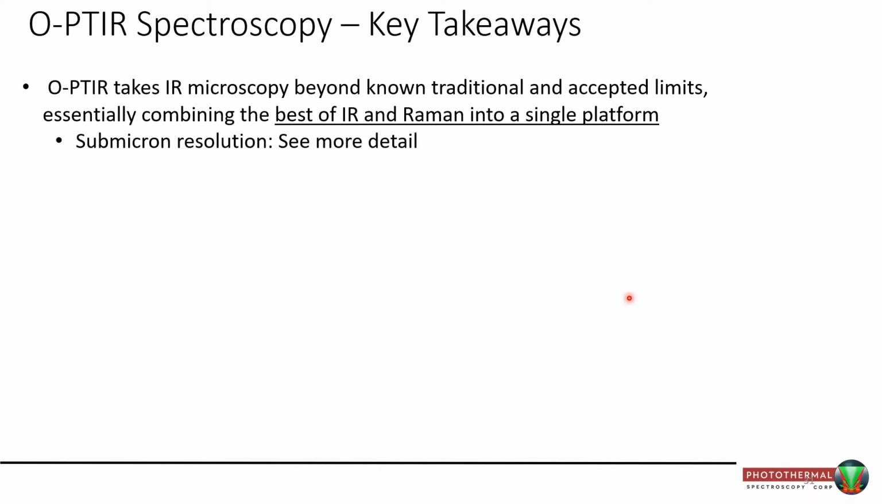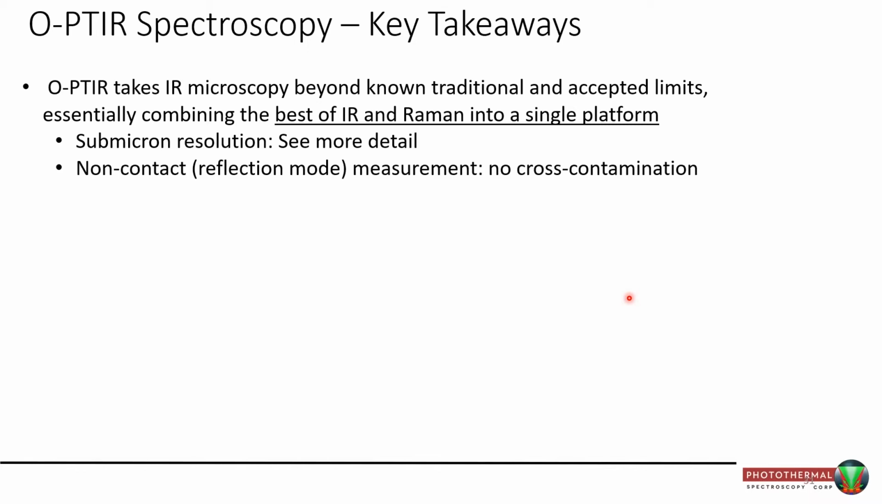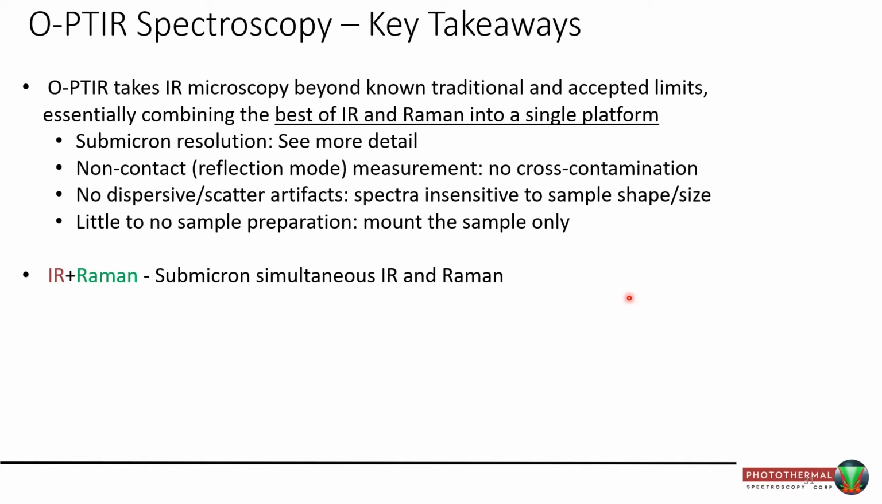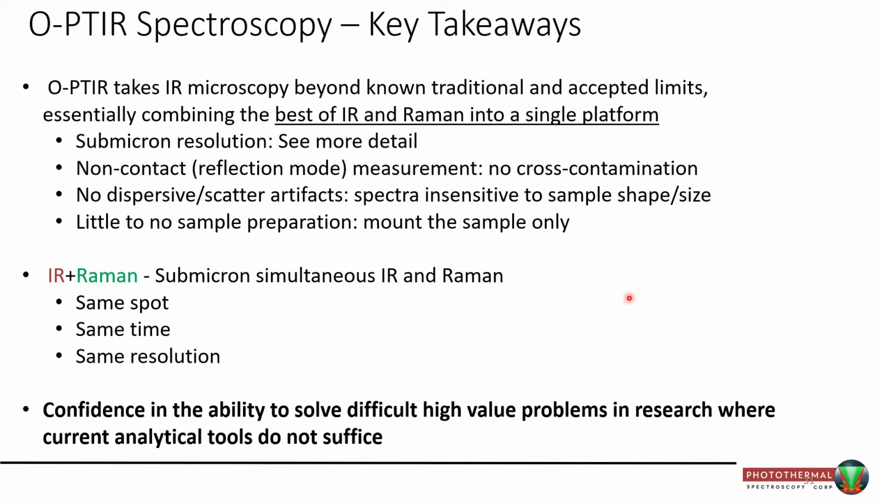That's another big element. It's submicron, which means you see a lot more detail. It's non-contact, so there's no cross-contamination. It's easy, with a lack of sample prep. It's non-dispersive, so there are no dispersive scatter artifacts, which can absolutely kill certain infrared measurements, especially when you're working in reflection mode. So it's insensitive to sample shape and size, which is really important, especially when you're working with small particles of different sizes. There's also no sample prep, so you put your sample in there, point and shoot, and off you go. IR and Raman: same spot, same time, same resolution.